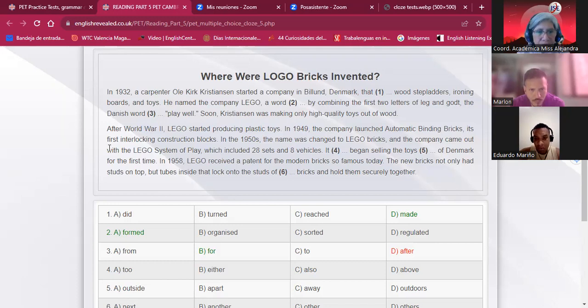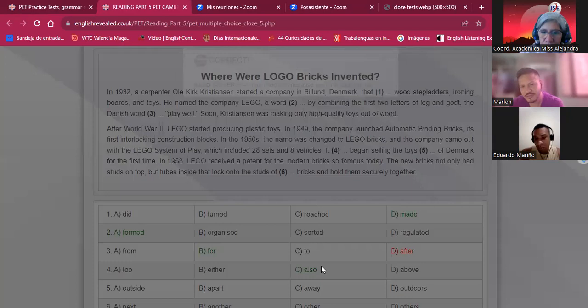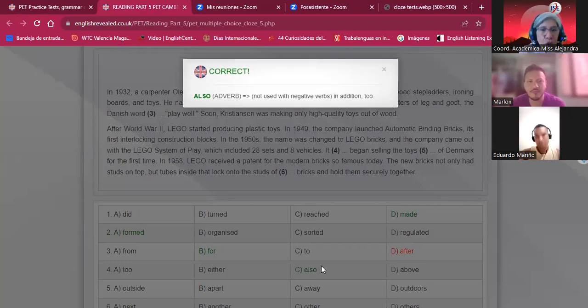Do you agree with also? Yes. Also. It too, or it also. Yes, also is better. Remember you use too at the end. Also is not used with negative verbs, in addition to. The difference is that too goes at the end of a sentence and also goes in the middle. Both mean the same. That's the reason. Both sound good, but it too is just at the end.